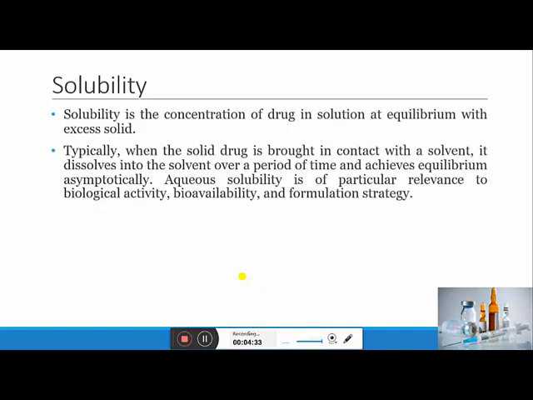Next is solubility. Solubility is the concentration of drug in a solution at equilibrium with excess solid. So when solid is added to the solvent, it achieves equilibrium. How can we determine the solubility? Generally, excess of solid is added into vehicle, and then concentration is determined with analytical techniques like UV spectrophotometry or HPLC technique. So why is solubility important? Aqueous solubility is important for the biological activity, viability of a drug molecule and formulation development.